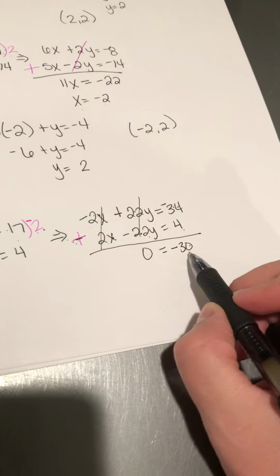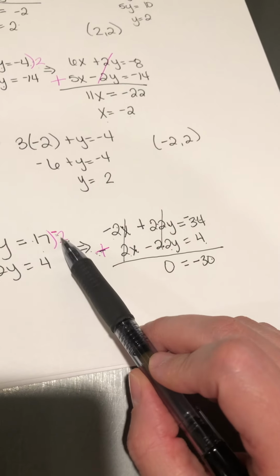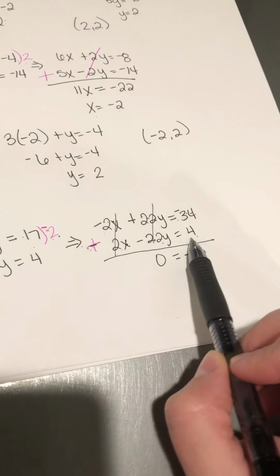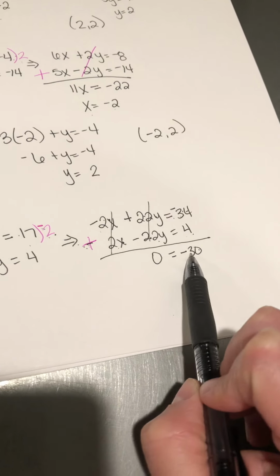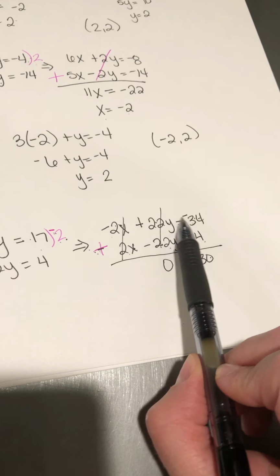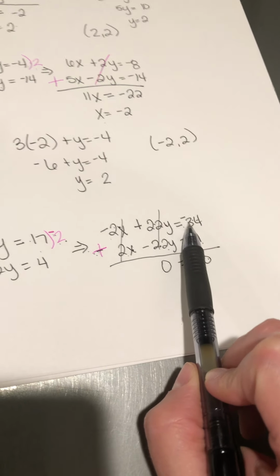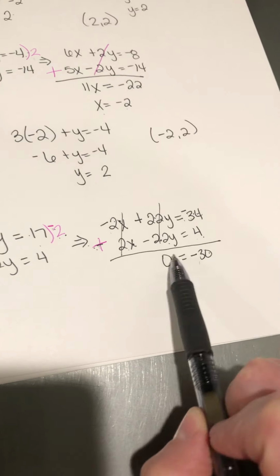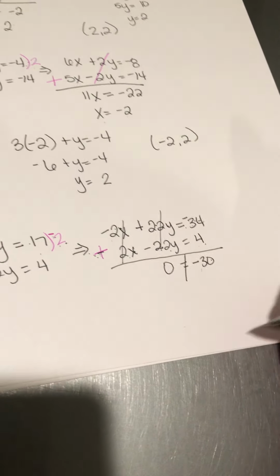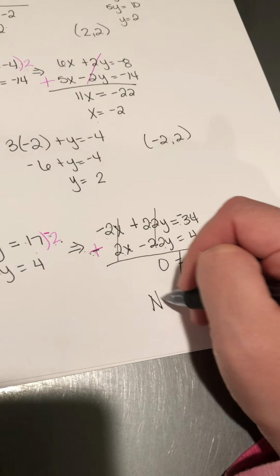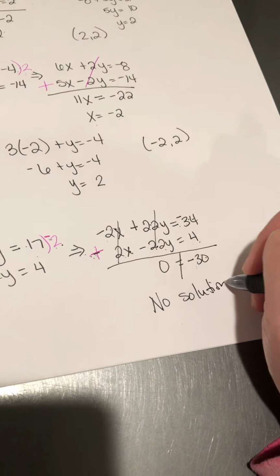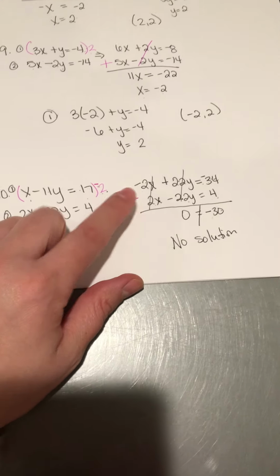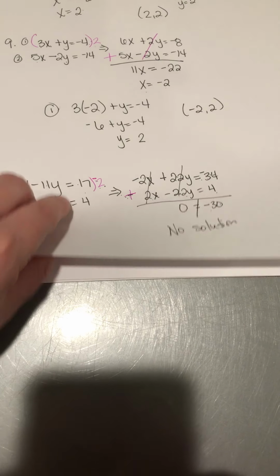But regardless, you get a false statement, right? Because if I did a positive 2 times 17 is 34, and if I subtract, 34 minus 4 is 30. 0 still does not equal 30. If I do it with a negative, I have negative 2 times 17, which is negative 34. Negative 34 plus 4 is negative 30. Still a false statement. 0 does not equal negative 30. So either way, I get a false statement, which is no solution. Okay, so it's up to you if you want to multiply by a negative and add, or if you want to subtract. I really don't mind either way.